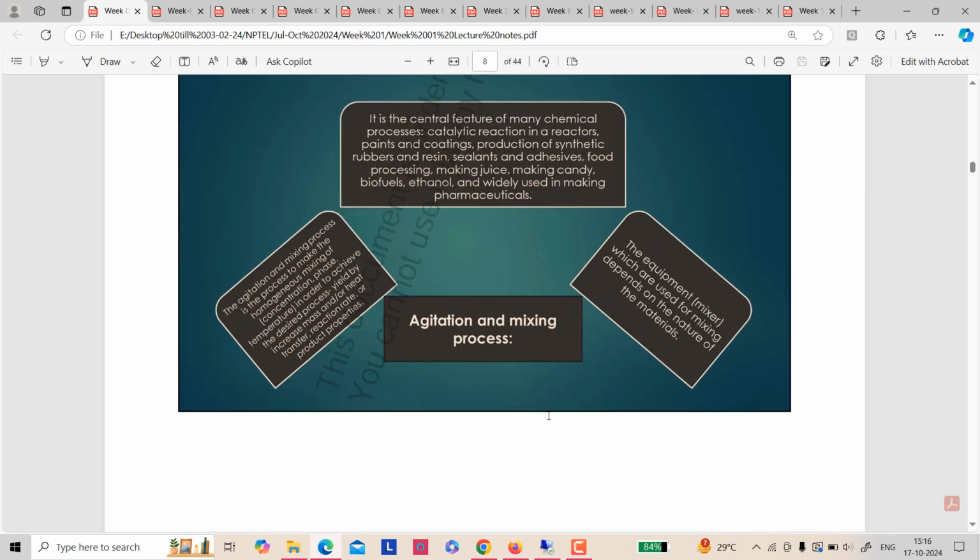Next is the agitation and mixing. So if we mix the solution in a good way, good mixing, then after the homogeneous mixing also, the particles which are not very heavy can stay suspended or finally settle down.